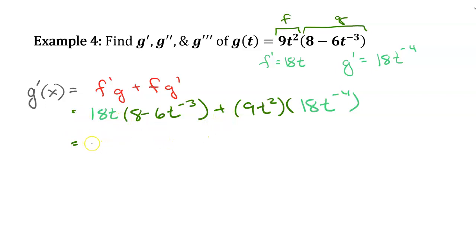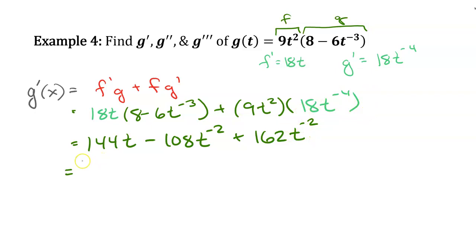So that's quick calculator, 144t minus 108t to the negative 2 plus 162t. And then combine like terms. No, that's wrong. T to the negative 2, my bad. There we go. Now combine like terms. 144t plus 54t to the negative 2.